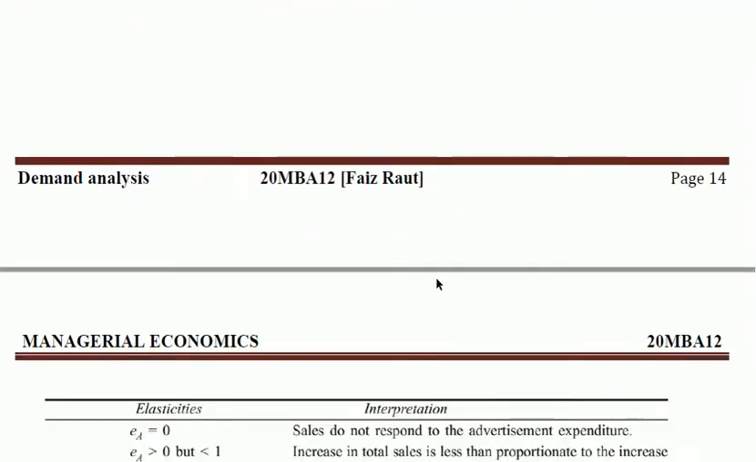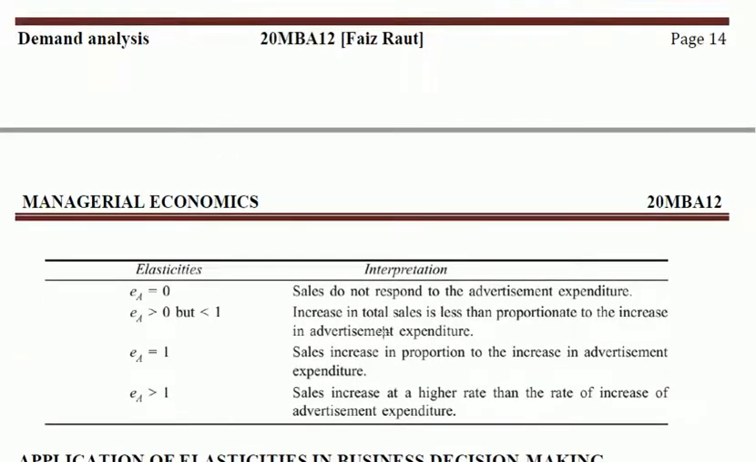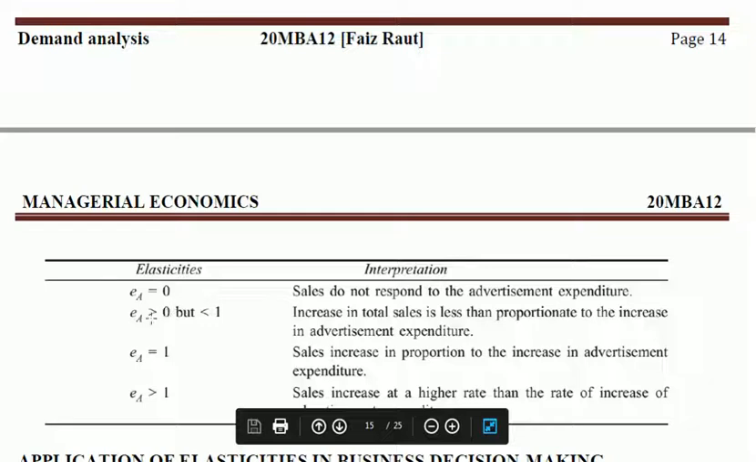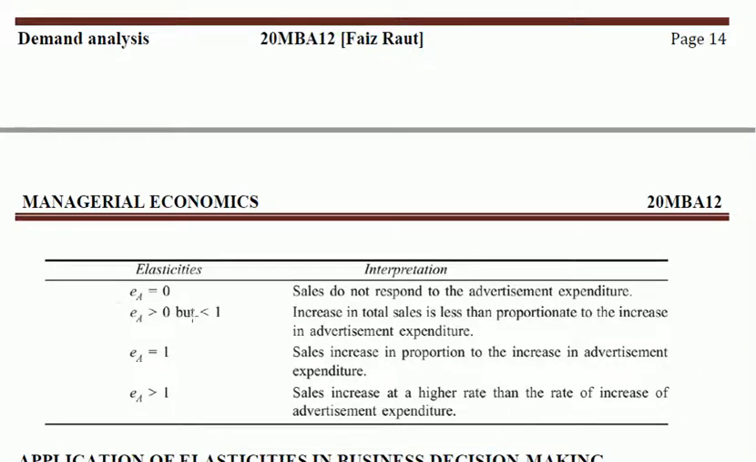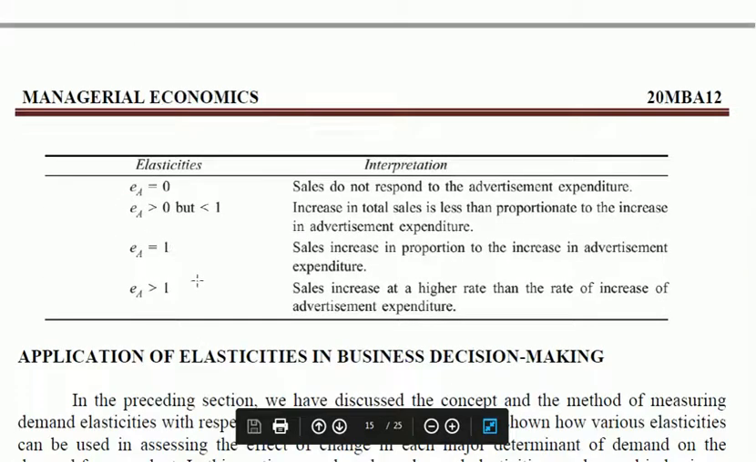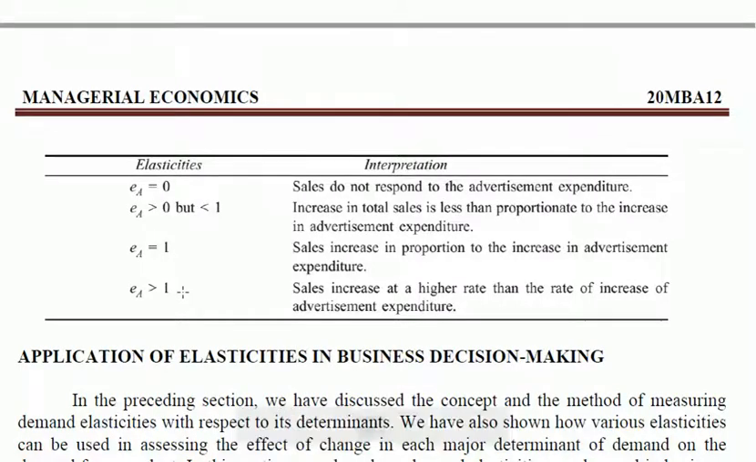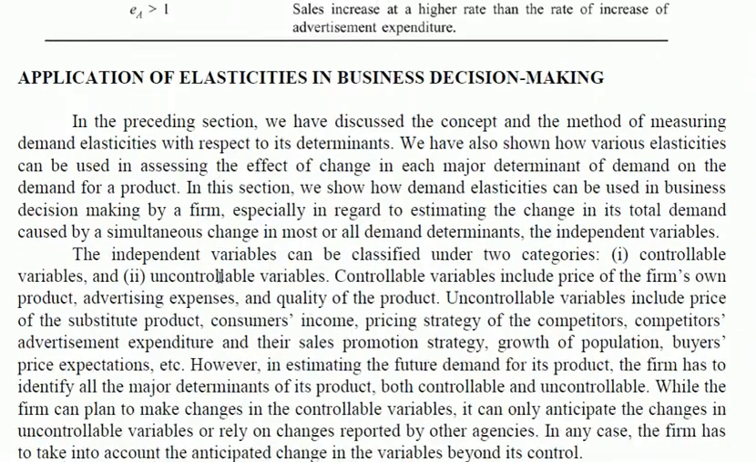So this is about the fourth one. So you can go through this. E stands for elasticity, A stands for advertisement. So advertising elasticity can be 0, it can be between 0 to 1, it can be equal to 1. Like a 10% increase in advertising expenses increases 10% in the sales, that means your elasticity is 1. Okay, so similarly it has been done.